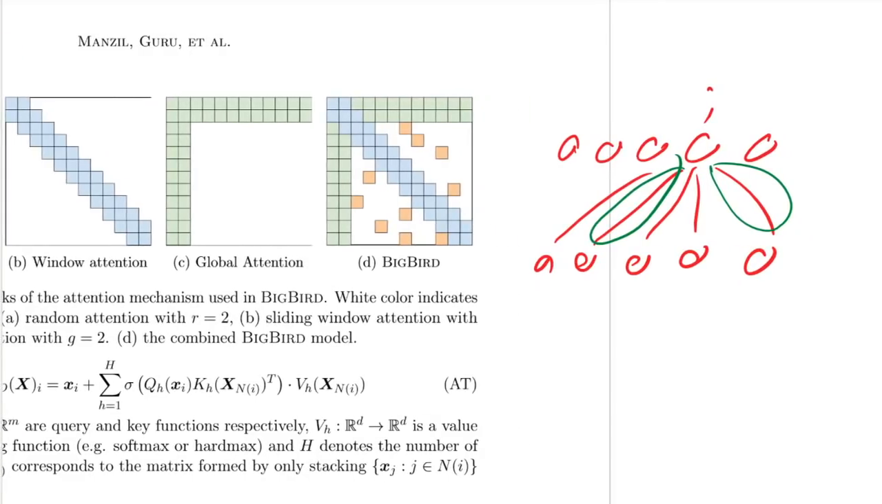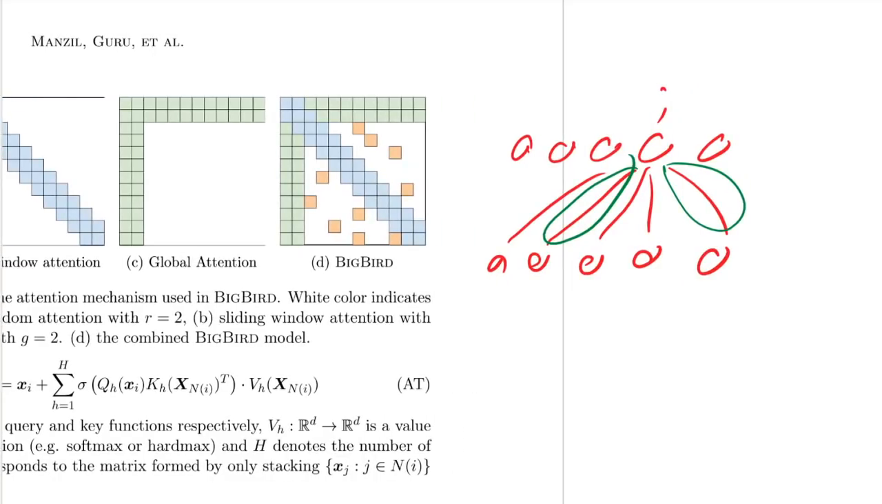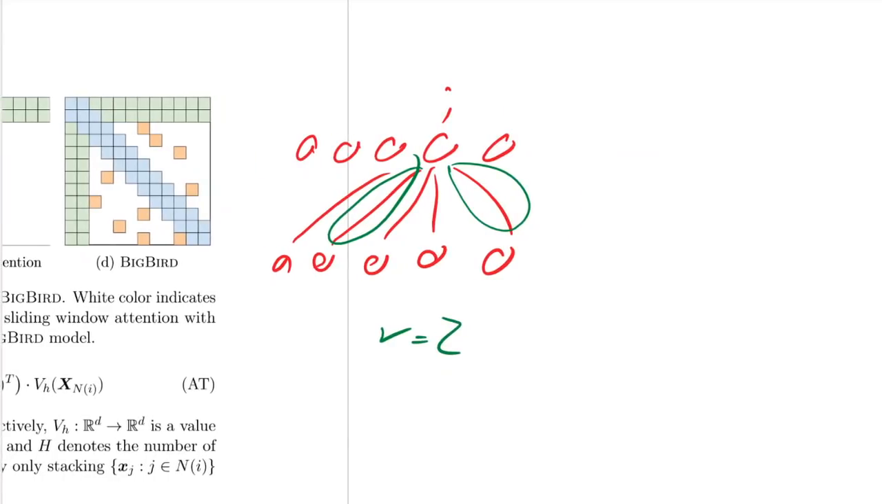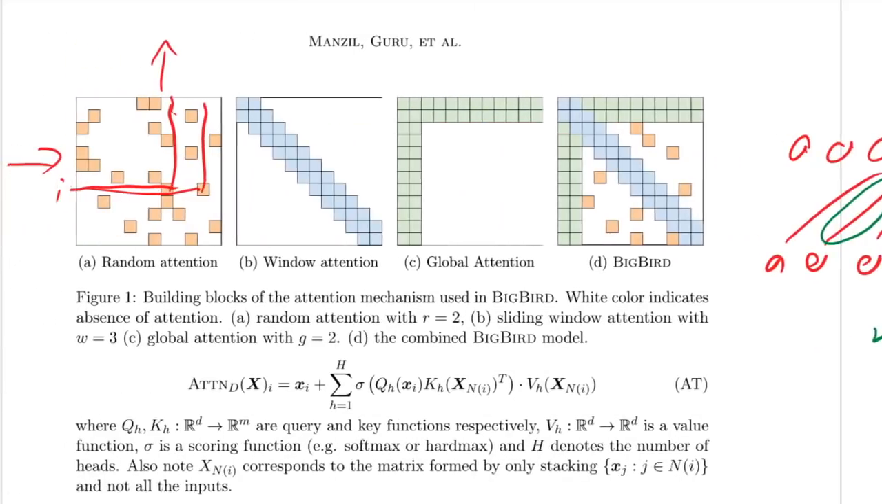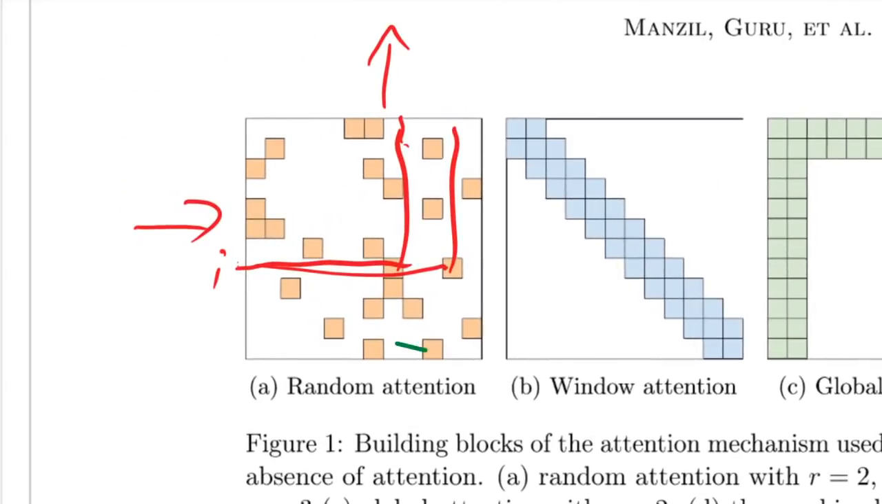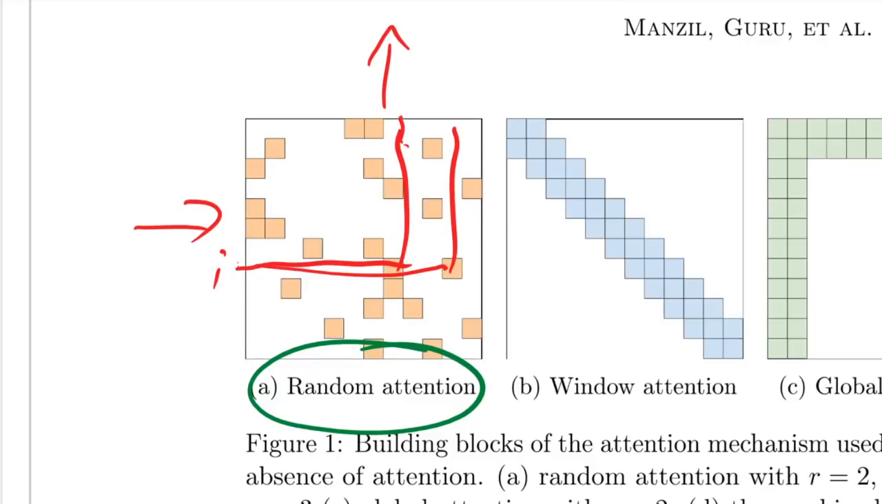And you can pretty clearly see if you connect each of the I nodes to r equals 2 random nodes, then you don't have an n squared anymore, but you'll have an O of r times n, which, if r is a constant, is an O of n attention mechanism. So the main goal of the random attention mechanism is that for each query, you select random tokens that you attend to, and that random number is a fixed number that's not dependent on the sequence length.